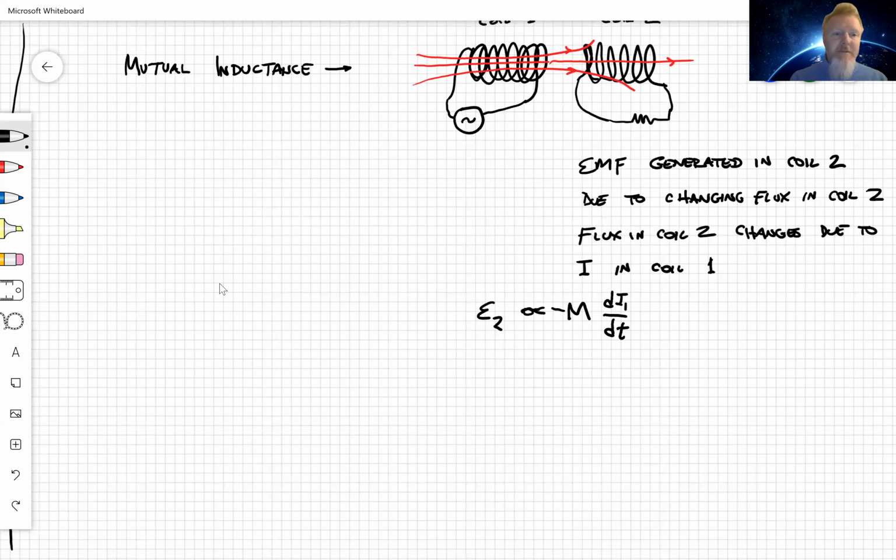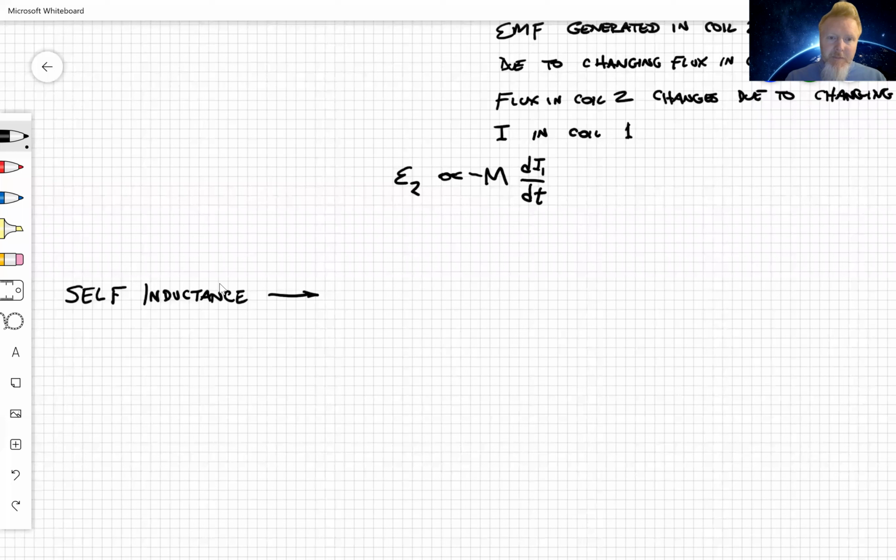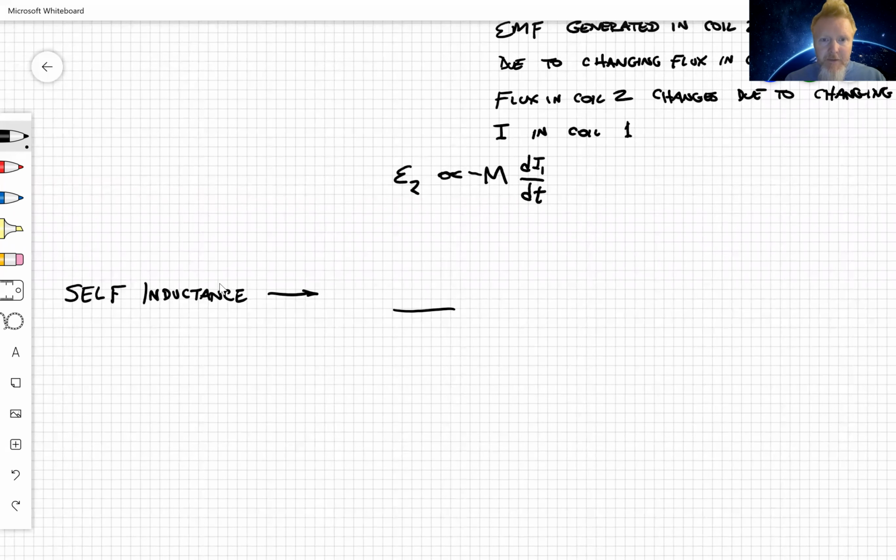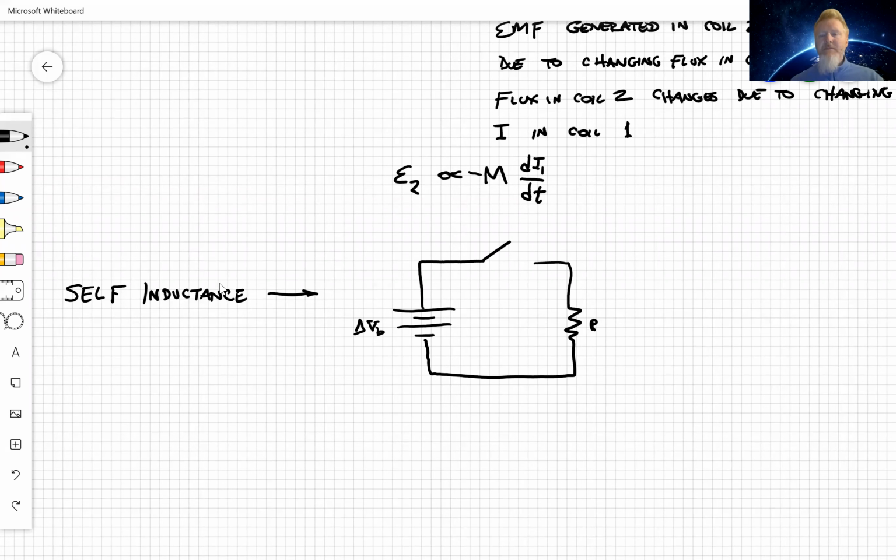However, this is my segue here. There is something called the self-inductance. Okay. In other words, take a look at this circuit. I'm just going to draw a simple DC circuit here with a switch and a resistor. All right. So here's my delta V of the battery, and here's an R, and here's a switch. Okay.